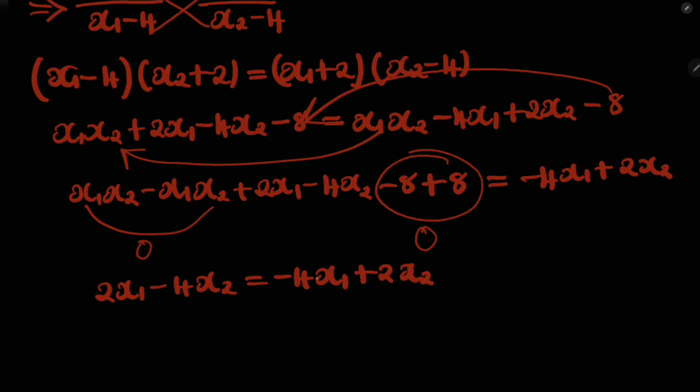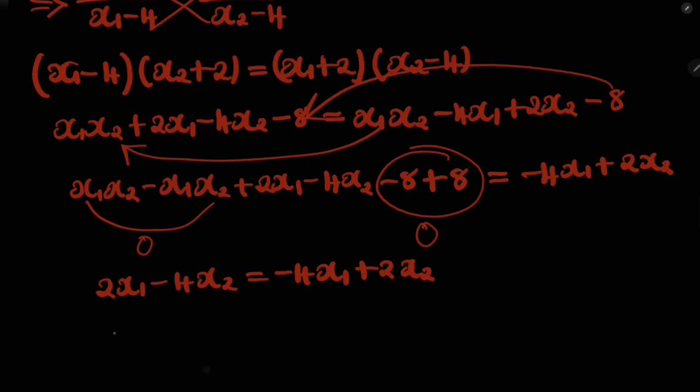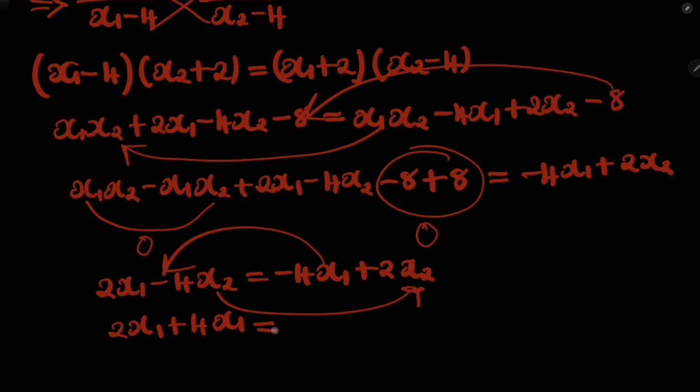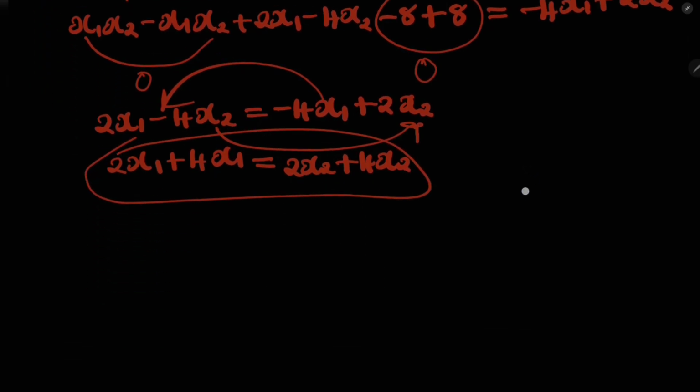So we are going to bring like terms together. As we can see, we have x1 and x2, so we will take the terms of x1 to one side and the terms of x2 to the other side. Okay, let's have it. 2x1 plus 4x1, we send this way, and we send this way, equal to 2x2 plus 4x2. This is what we have now.